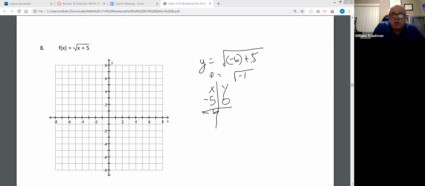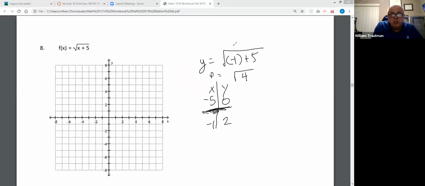So now I'm going to try something else that I can find. And I'm trying to get perfect squares. I'm going to use a negative 1. So this didn't work. I'm going to put a negative 1 in there. Do you see? Negative 1 plus 5 is 4. And we know what the square root of 4 is. The square root of 4 is 2.